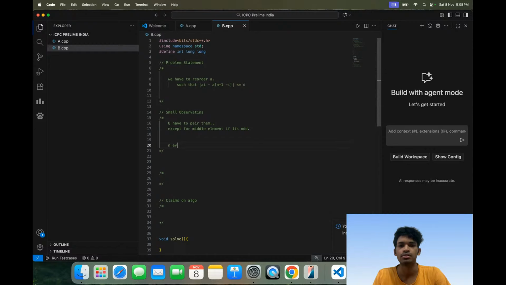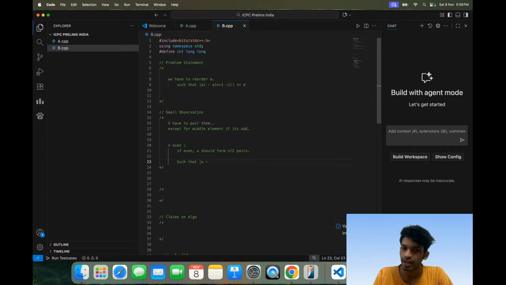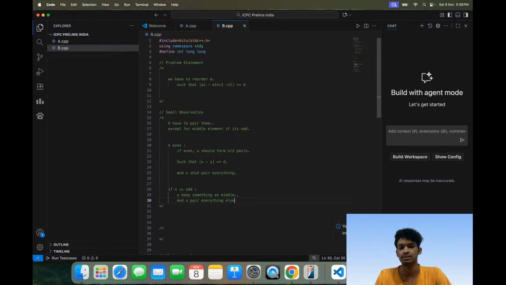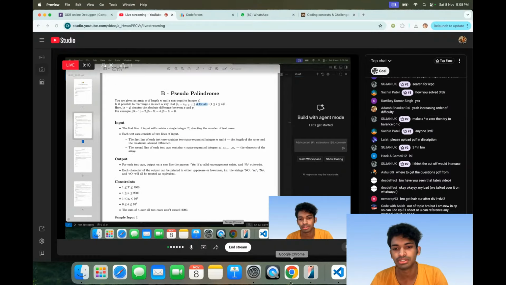Let's look at n even. If n is even, you should form n by 2 pairs such that for each pair this value is less than or equal to D, and you should pair everything. If n is odd, you keep something in the middle and you pair everything else. So this is our problem. Is it clear, guys, still here?